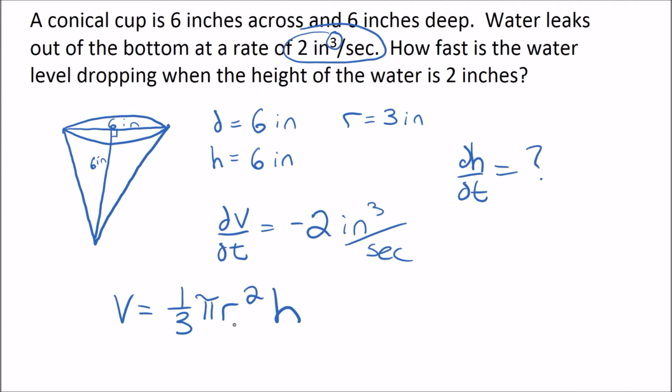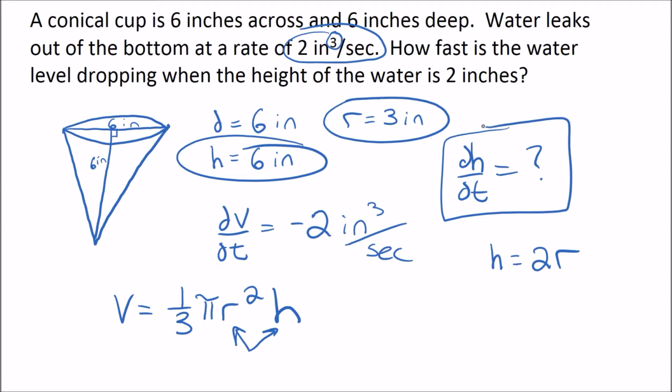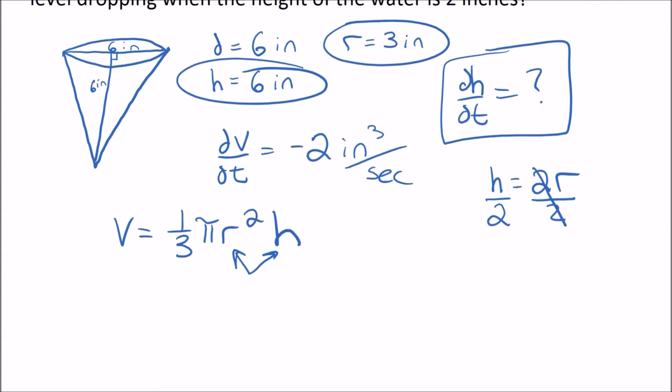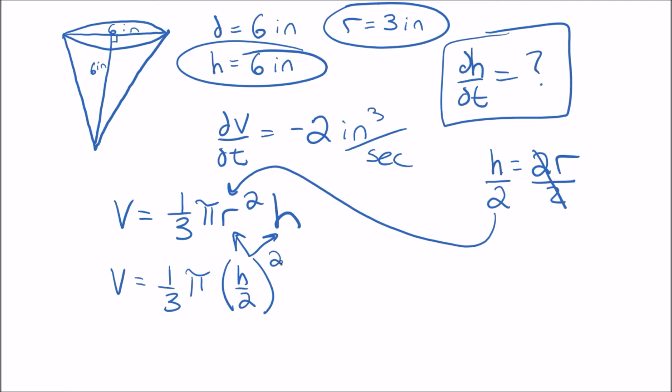Now we also don't want 2 different variables in this. We want to bring it down to a single variable. So we need to figure out the relationship between the radius and the height. As you can see, the height is double the radius, so h equals 2r. But since we're looking for dH dt, I want everything in terms of h. So I'll solve for r by dividing by 2, and I get that the radius is h over 2. Now I'm going to substitute that into my formula for r. So we get that the volume is 1/3 pi (h over 2) squared times h.